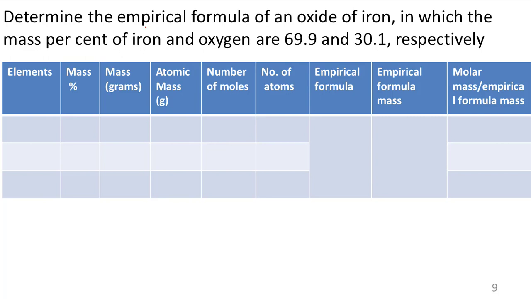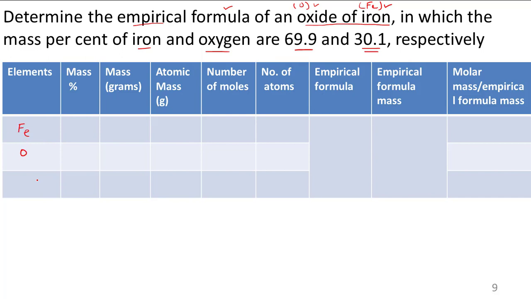It says: determine the empirical formula of an oxide of iron. Oxide means it contains oxygen, and iron is Fe. So the compound is of two elements, Fe and oxygen, in which the mass percentage of iron and oxygen is given. The mass percentage of iron is 69.9 and the mass percentage of oxygen is 30.1. We have to find the empirical formula. So let us see first which are the elements. We have Fe, iron, and oxygen.